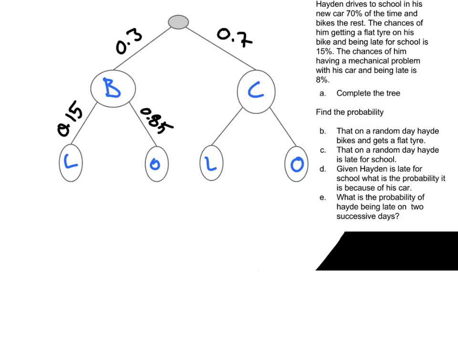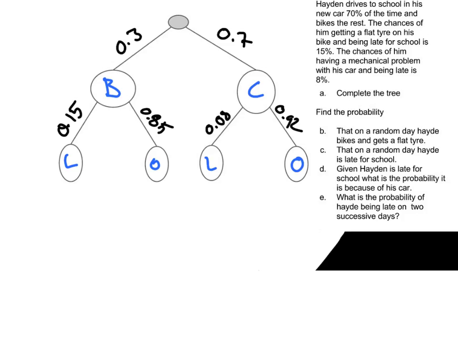Then we've got the probability of him being late in his car is 8%. So just be careful when you're doing percentages. 8% is not 0.8, it's 0.08. So always be careful of that, and that will leave us 0.92. Cool. So to finish completing this, we're going to calculate the probabilities of each event: late on his bike, on time on his bike, late in his car, on time in his car.